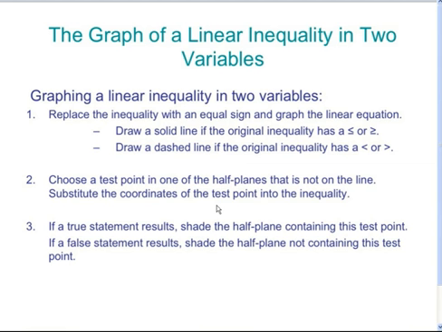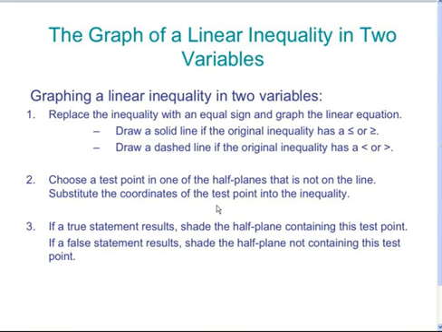To graph an inequality, the first thing you're going to do is replace the inequality with an equal sign, at least temporarily. You're going to graph that equation, but before you draw the line, you're going to check. If you have a less than or equal to or greater than or equal to, then you're going to go ahead and draw a solid line. On the other hand, if you have less than or greater than, you're going to draw that line as a dotted line or a dashed line.